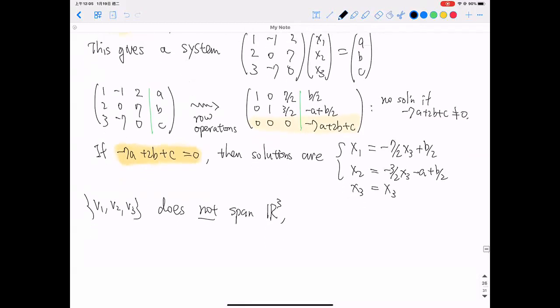Furthermore, there is a description of the span of these v's. That is, it consists of all vectors a, b, c with this condition, minus 7a plus 2b plus c equal to 0. Okay. Very good.